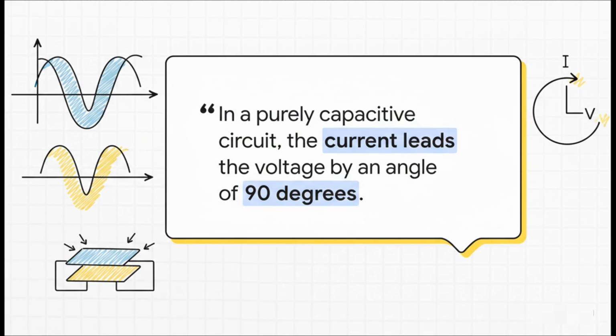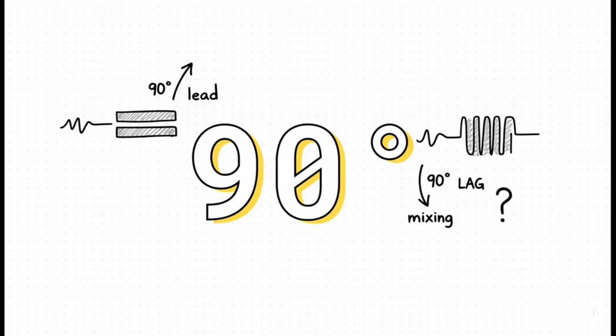And if you think about it, it has to, right? For a voltage to even build up across the capacitor, charge has to be moved onto its plates first. And what is that movement of charge? It's current. So the current has to happen first to cause the voltage. It actually reaches its peak a full quarter cycle before the voltage does. This 90-degree lead is the fundamental secret to a capacitor's power in AC circuits.